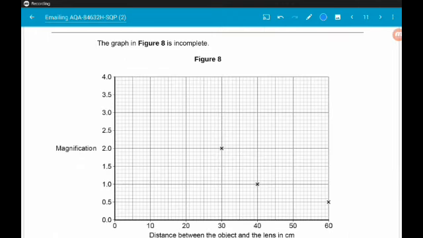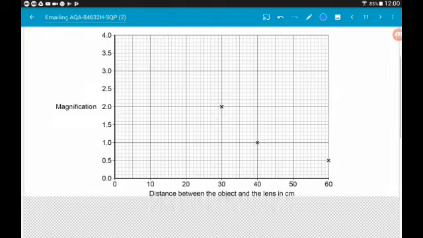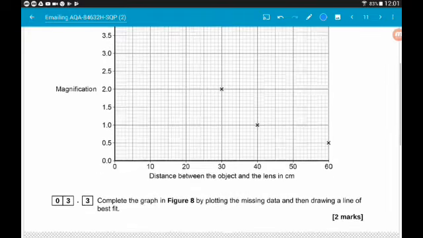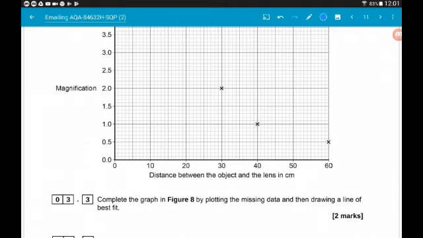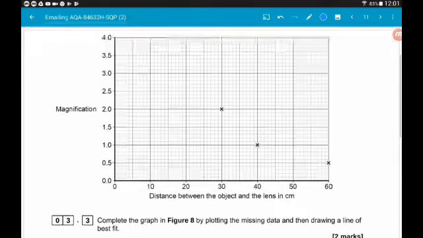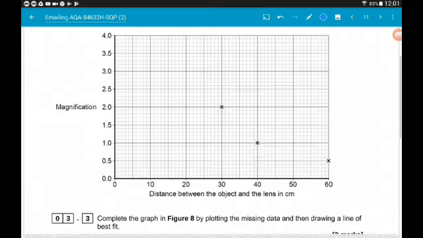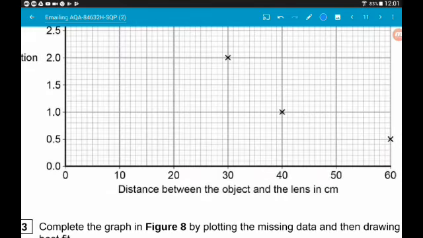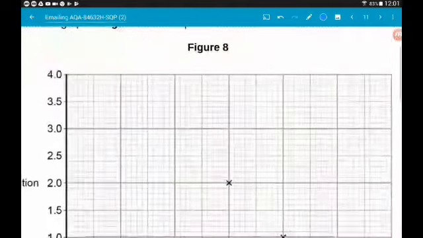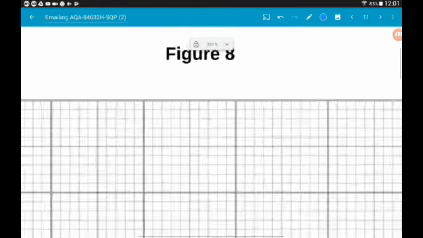The graph in figure 8 is incomplete, so we need to fill it in. We need to complete the graph by plotting the missing data points and then draw a line of best fit. The first data point that's missing is the one for 25 centimetres. So we find 25 along the bottom, and then 4 on the side. So 25, 4 is this point here.